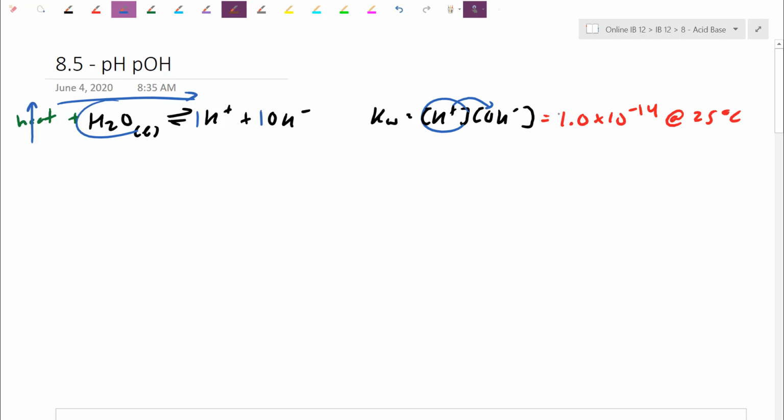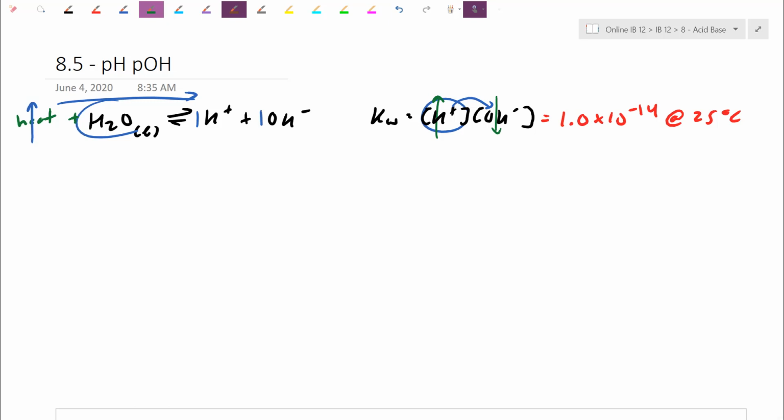For two numbers to always multiply to give the same number, as I get more acid particle, I would expect to get less OH minus particle. So those are the two styles of problems. If you change temperature, they're going to change in the same direction. If you change just, I add acid or add base, I would expect an inverse relationship.